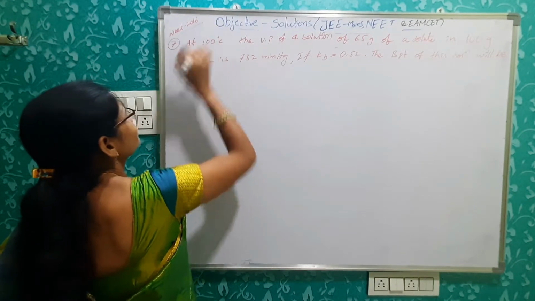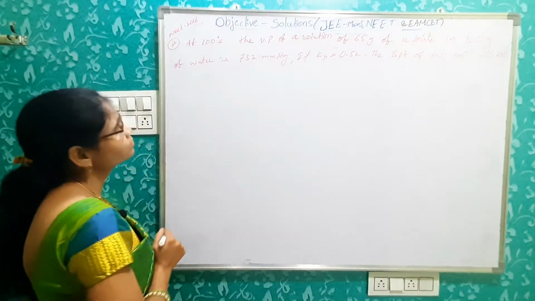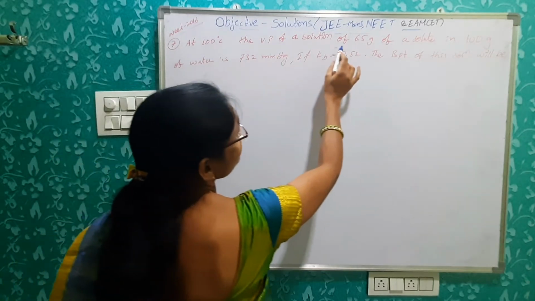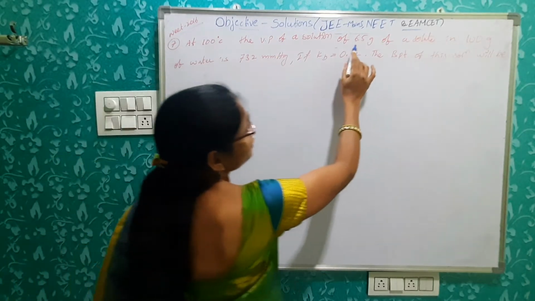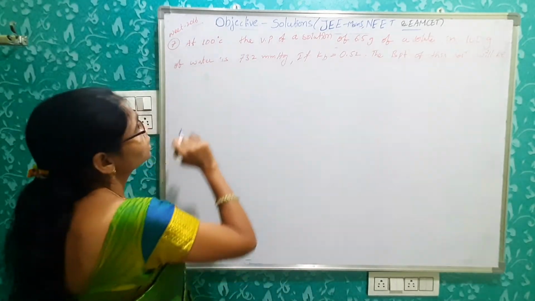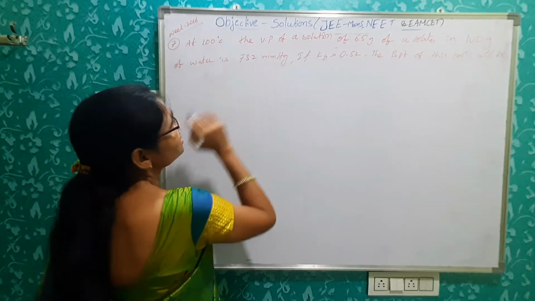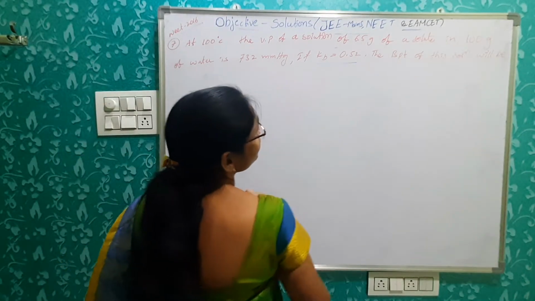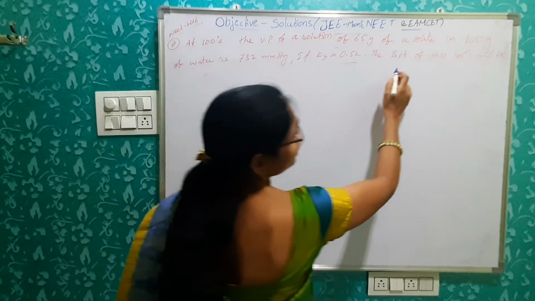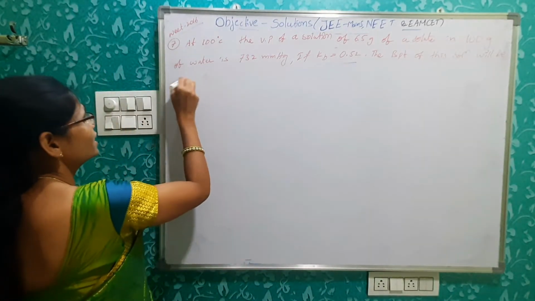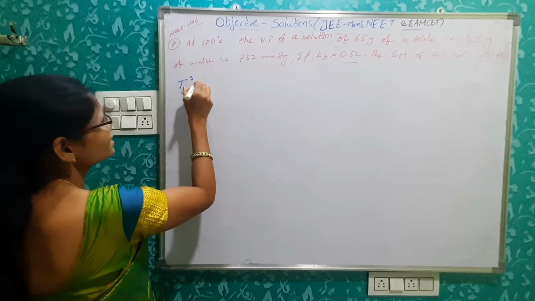This is also previous NEET 2016. At 100 degrees Celsius, the vapor pressure of solution of 6.5 grams of solute in 100 grams of water is 732 mm of Hg. If Kb is 0.52, the boiling point of the solution will be. So we have to calculate TBS.